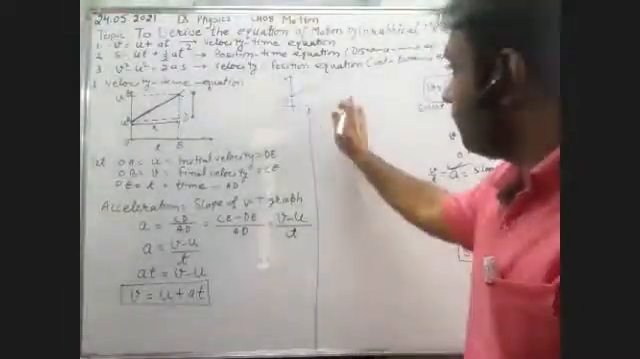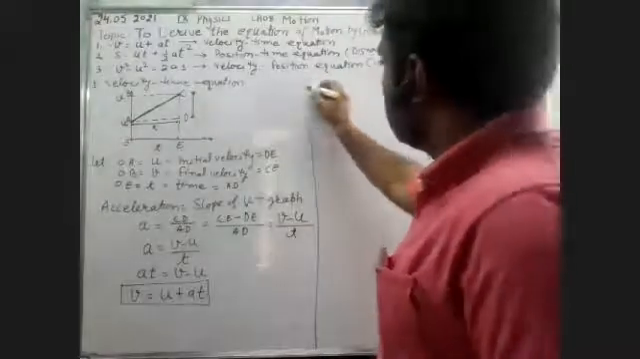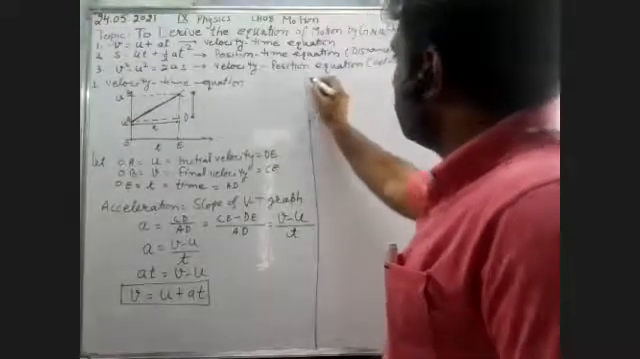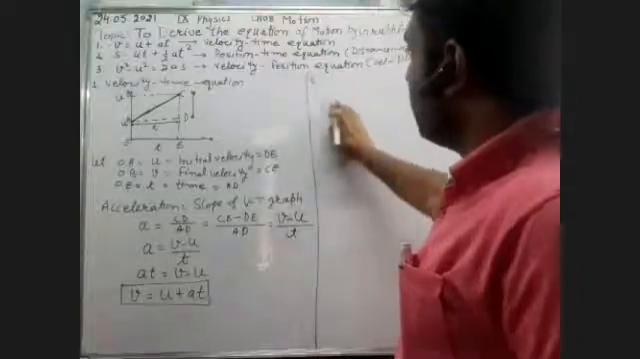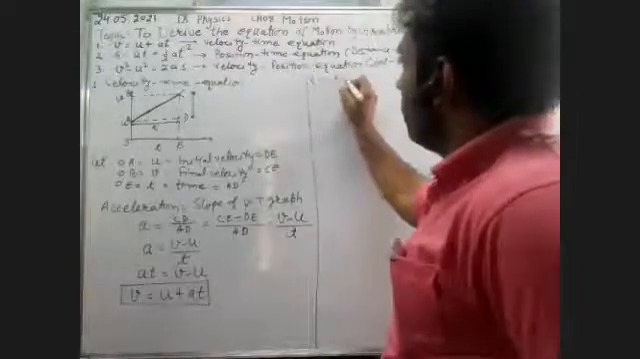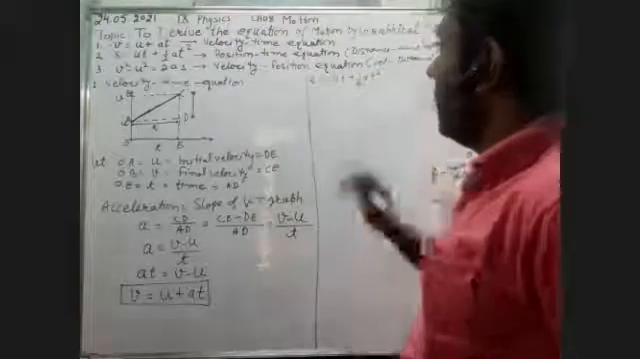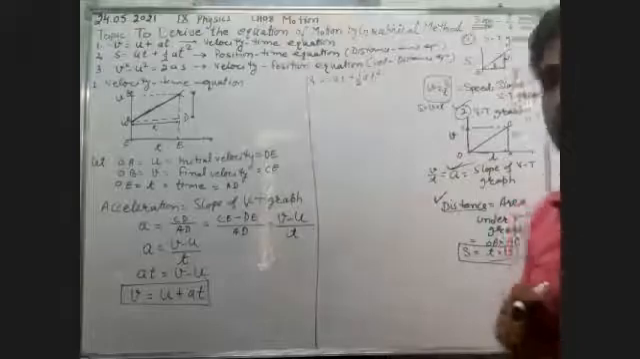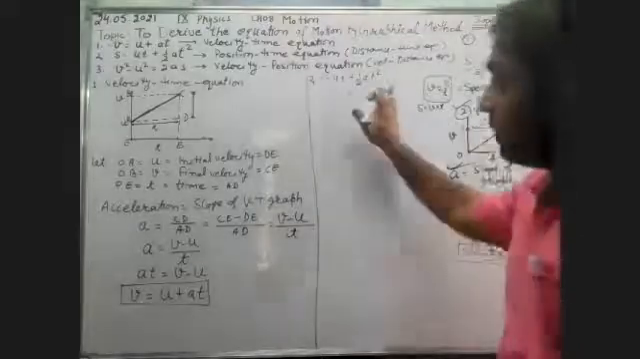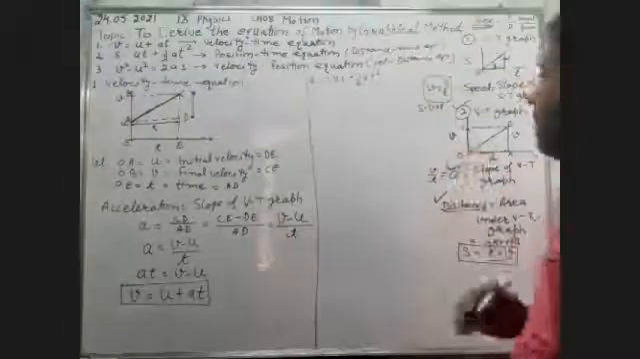Okay, students. Now the second equation of motion. What is the second equation of motion? The second equation of motion is S is equal to UT plus 1 by 2 AT square. We have to calculate this. This equation of motion is also known as the position time equation or distance time equation.